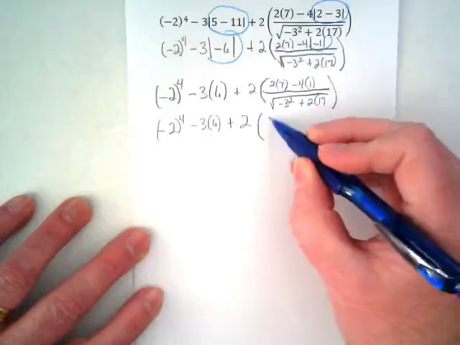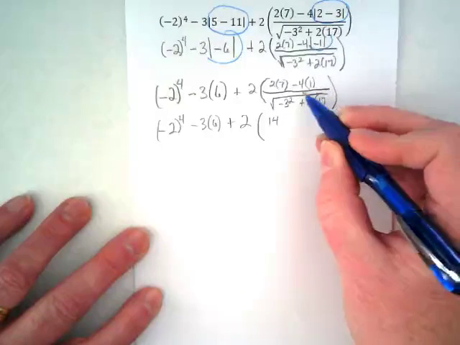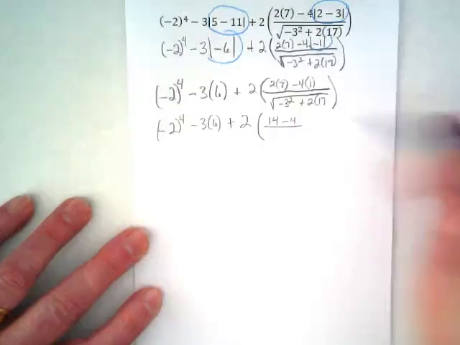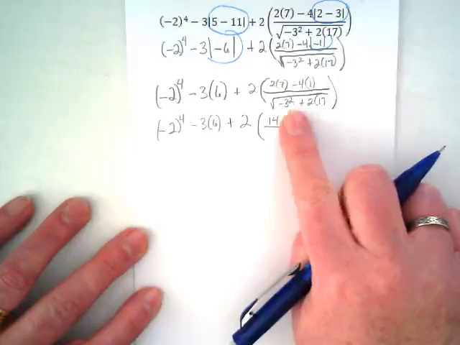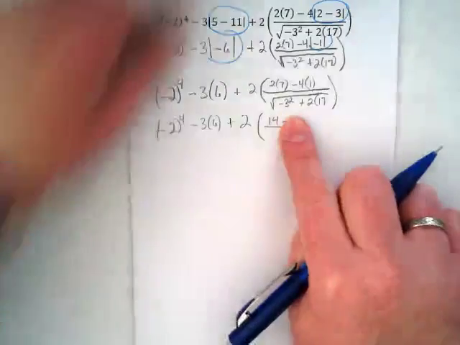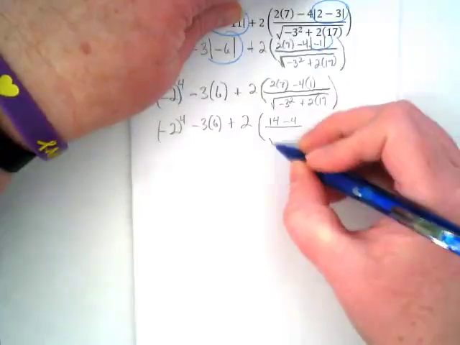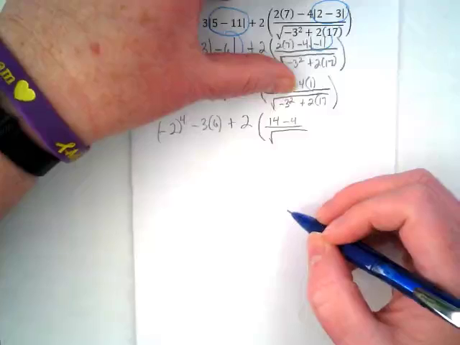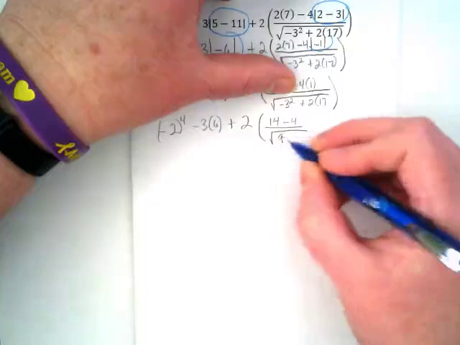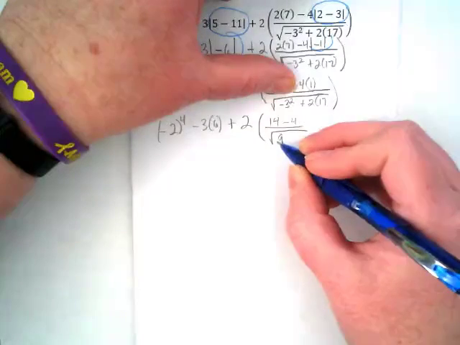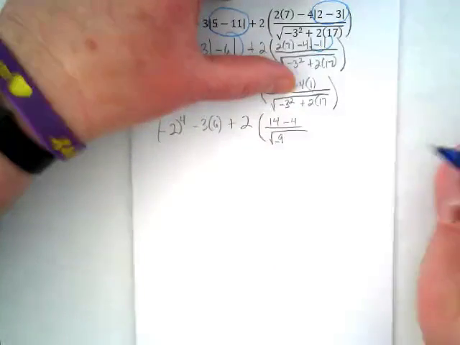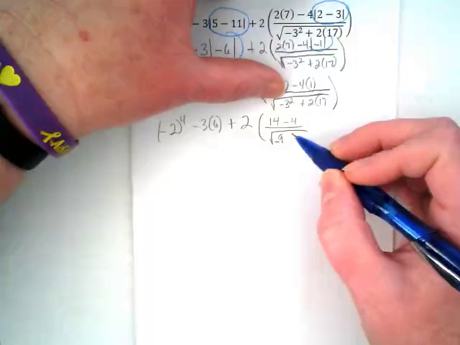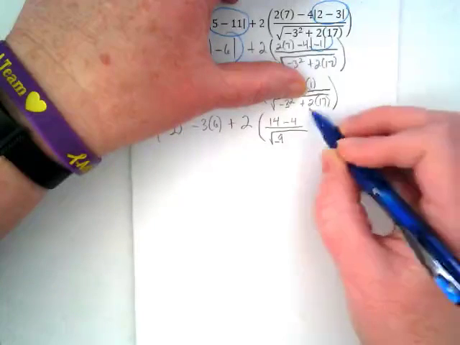So we're gonna do 2 times 7 is 14. And -4 times +1 is gonna give us -4. Over, we're gonna start dealing with this a little bit. We've got the absolute value. What is -3 squared? -9. Should be -9. Always. Because we do 3 squared and then there's no parentheses, so that negative is in front of it. Remember the work yesterday? Okay. And then we're gonna do +2 times 17.